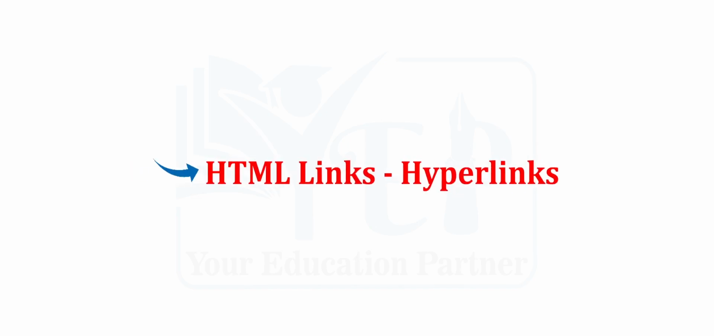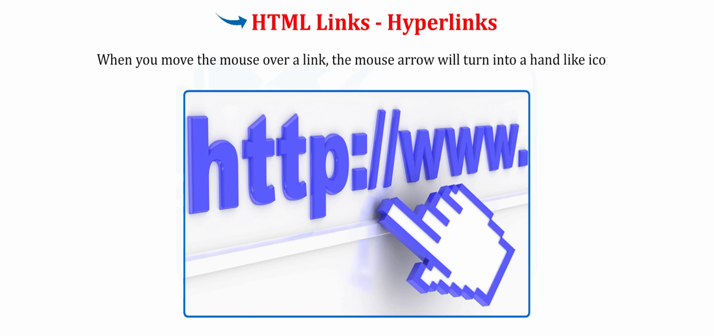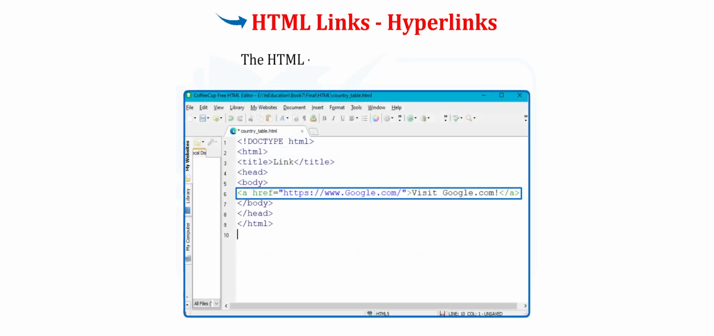Now let us talk about HTML links. Hyperlinks. Links are found in nearly all web pages. Links allow users to click their way from one web page to another. HTML links are called hyperlinks. We can click on links to visit one page after the other. When you move the mouse over a link, the mouse arrow will turn into a hand-like icon.